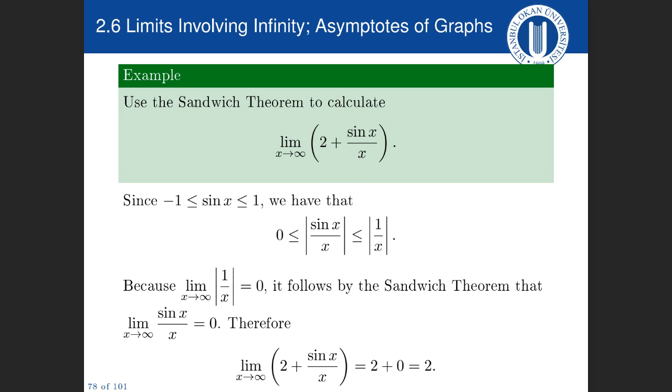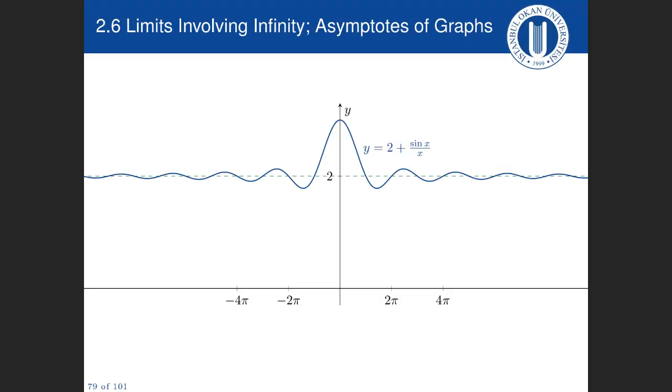And again, I can show you a graph of this function. As x tends to infinity, the graph is getting closer and closer and closer to the horizontal line y is equal to 2. y is equal to 2 is a horizontal asymptote of this function.